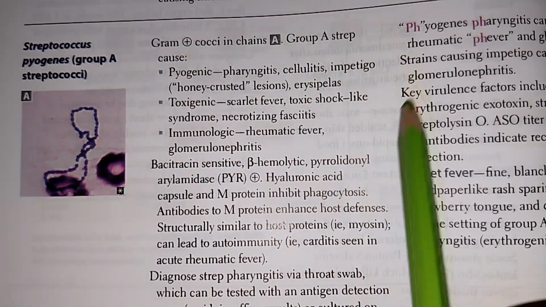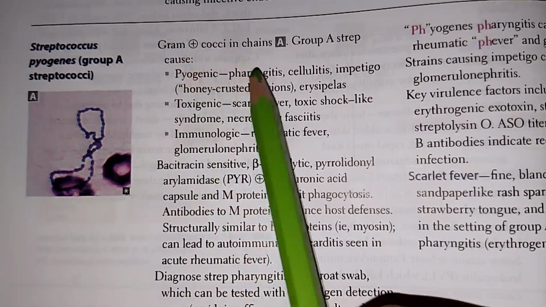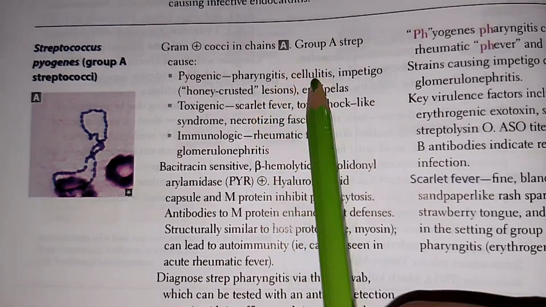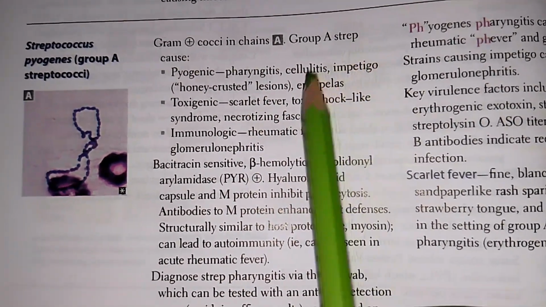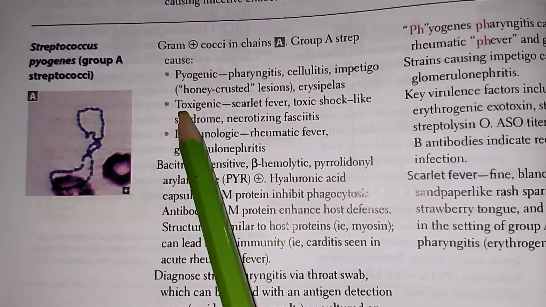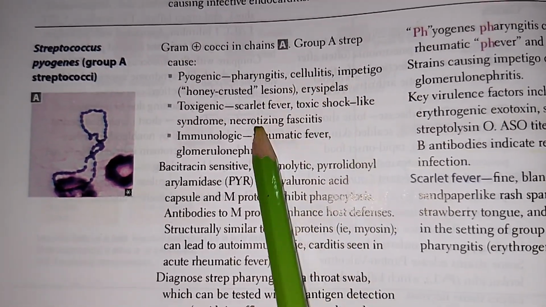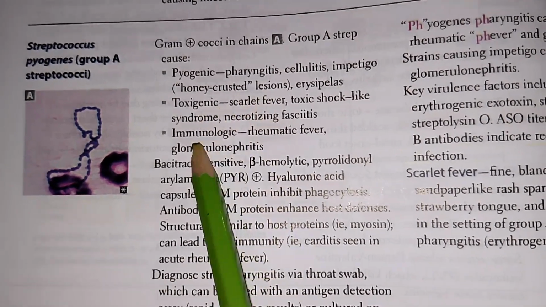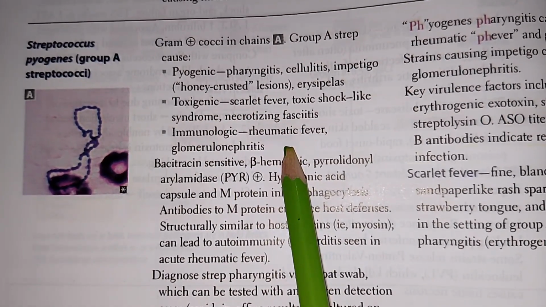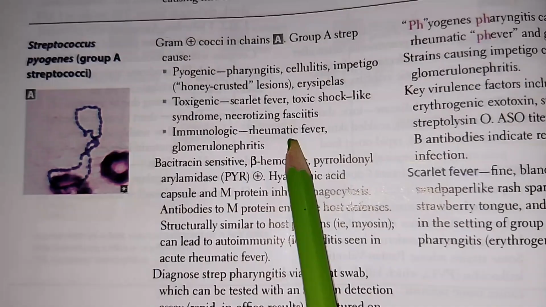So let's revise them again. Pyogenic diseases are pharyngitis, which is the most common, cellulitis, impetigo, erysipelas. Toxigenic diseases include scarlet fever, toxic shock-like syndrome, necrotizing fasciitis. Immunologic diseases include rheumatic fever and glomerulonephritis, which may be late in their onset.